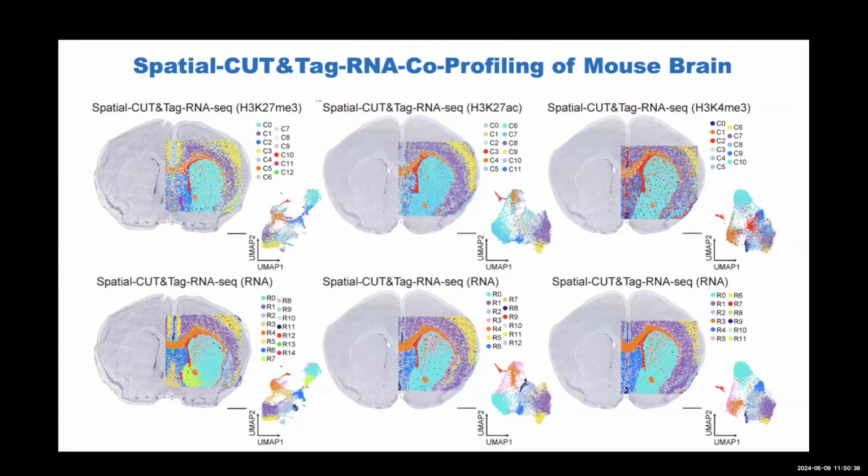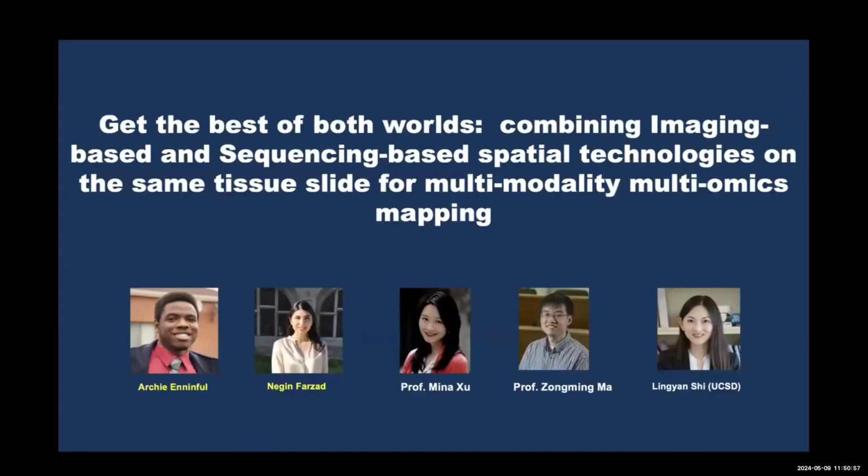I don't want to talk that much about the story, but just want to bring your attention to the RNA data. There are three different experiments, and you can see how consistent they are, at least these two, which are adjacent tissue sections. You see highly reproducible spatial transcriptome data from our assay.